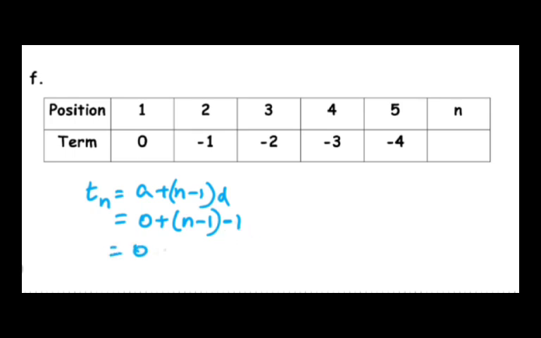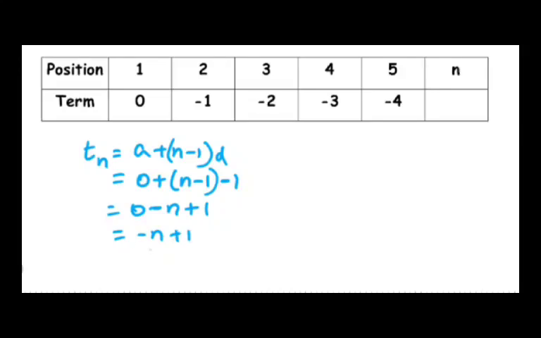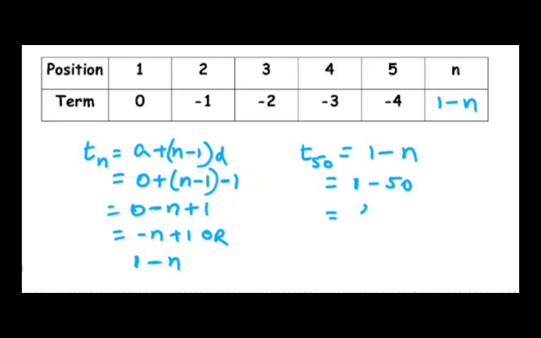So 0, so -1 into n makes it -n, -1 into -1 makes it +1. So -n + 1, or I can even write it as 1 - n. Does that make sense? I prefer putting the negative behind. So that's my rule. So my 50th term is equal to 1 - n, 1 - 50, which is equal to -49. So my 50th term is -49.